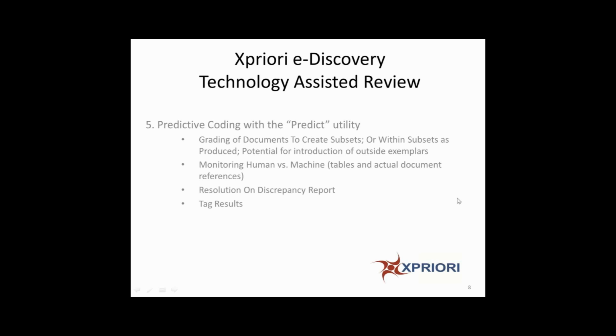We have monitoring of the human process versus the machine process. Tables will actually show you where you stand there, and we can resolve any discrepancies through our discrepancy resolution process. Once the new document set has been created through the predictive coding, we go through the same tagging process that we demonstrated earlier.